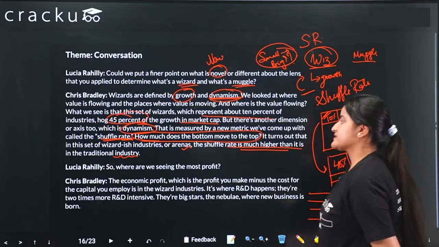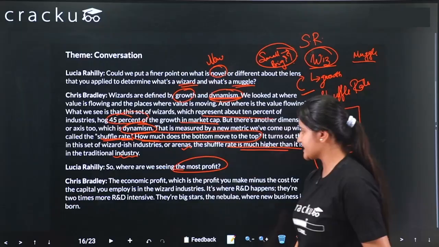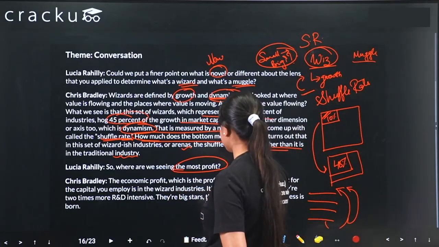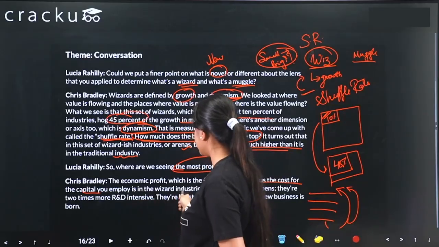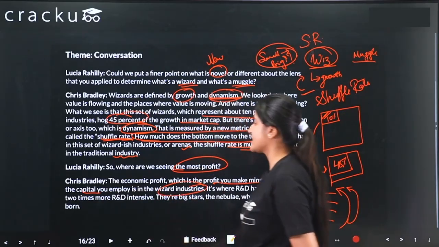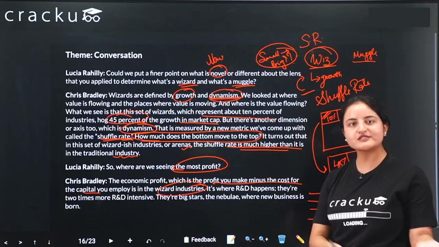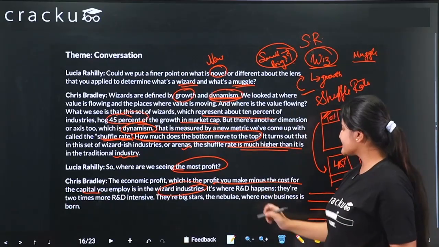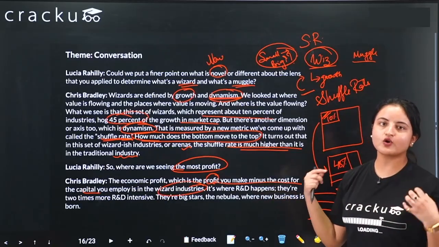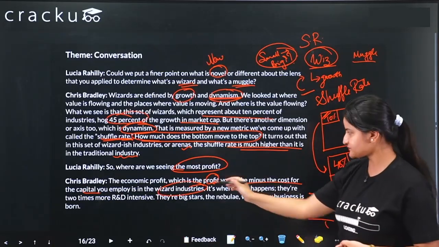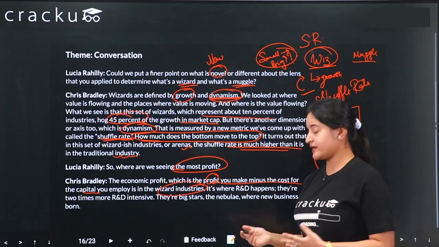Then Lucy asks, so where are we seeing the most profit? Chris says, the economic profit, which is the profit you make minus the cost of the capital you employ, is in the wizard industry. So economic profit is what? Basically, it is the profit you are making after subtracting the cost that you are putting in. So Chris is saying that profit is more in wizard industries.